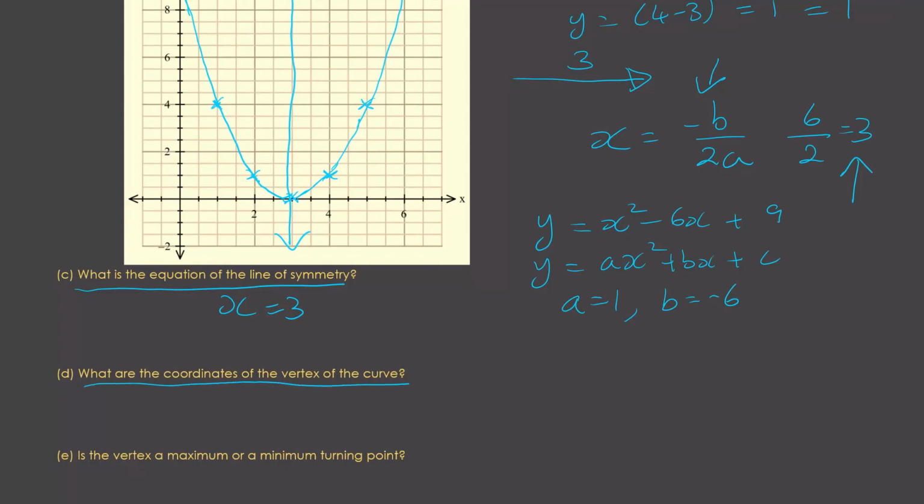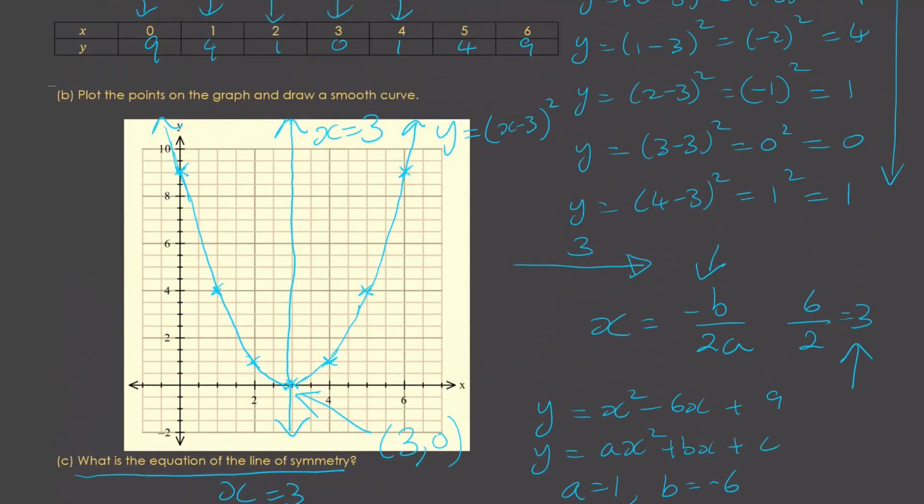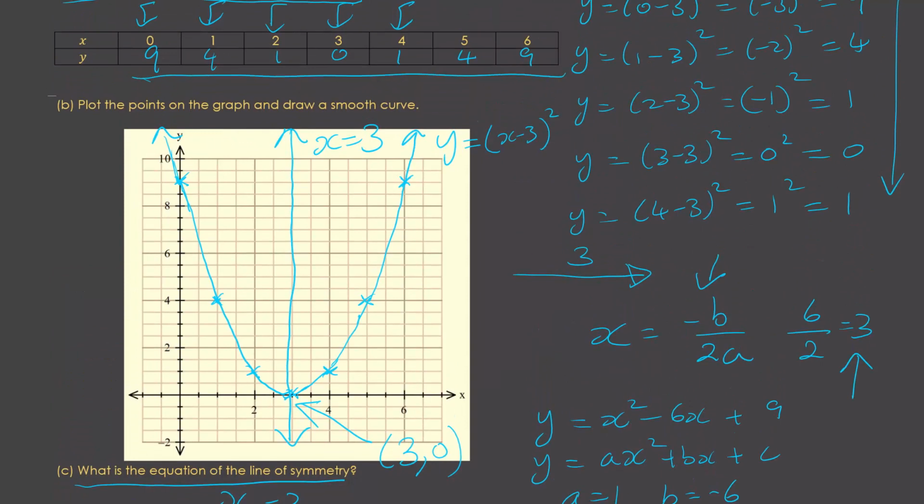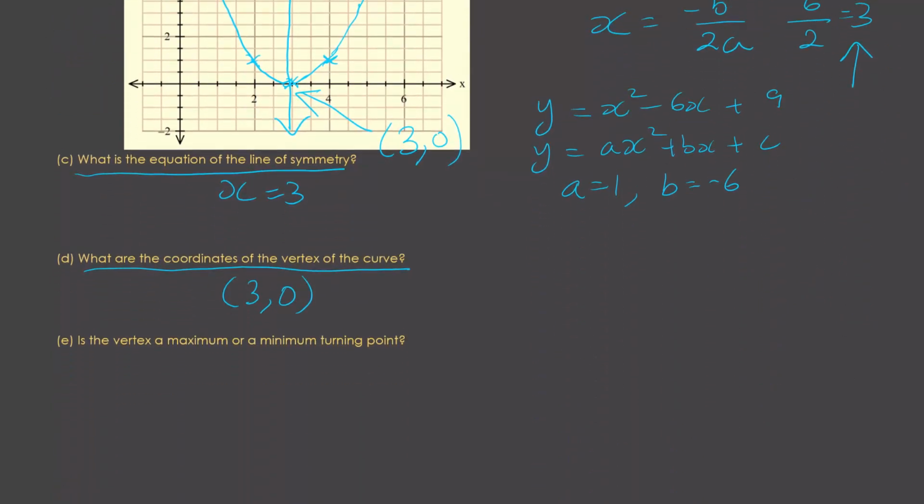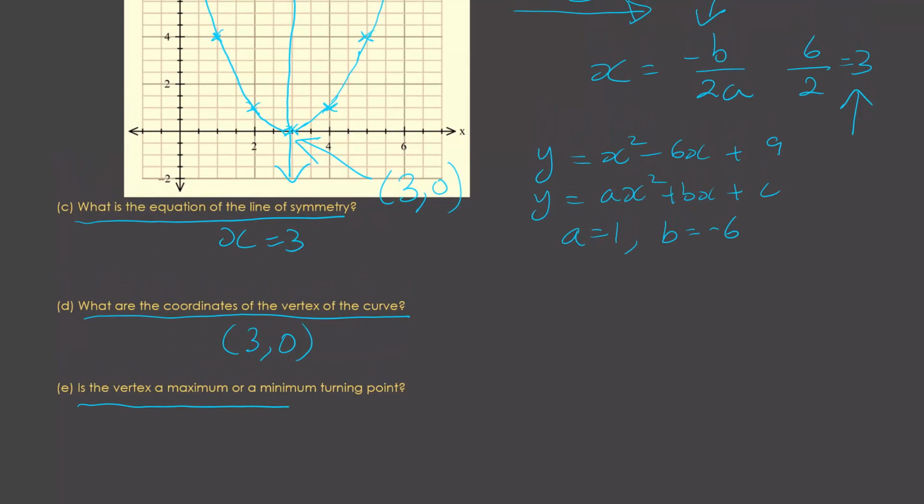What are the coordinates of the vertex of the curve? Well, that's just here, and we can just see that that is 3, 0. You can also spot that from the table of values. Is the vertex a maximum or a minimum turning point? Well, this vertex is the lowest point on the curve, so that is a minimum.